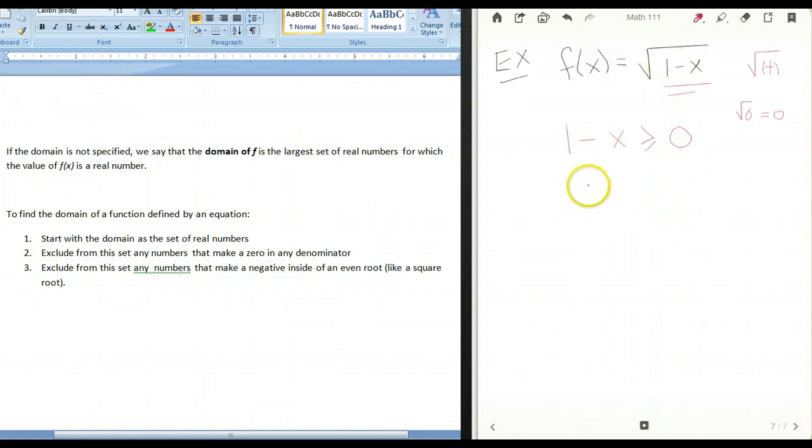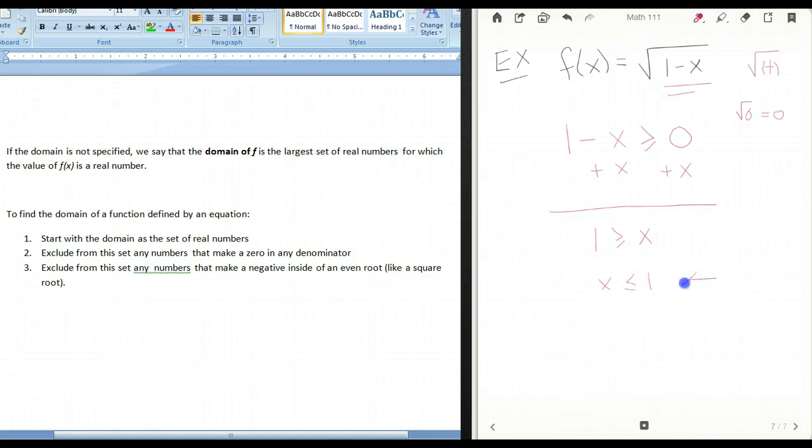So what does this mean? If this is our restriction about the inside being positive, notice, if I add x to both sides here, I get 1 has to be greater than or equal to x. And if you don't like seeing your inequality like that, the equivalent way to write this is that x has to be less than or equal to 1. And so what does that mean?